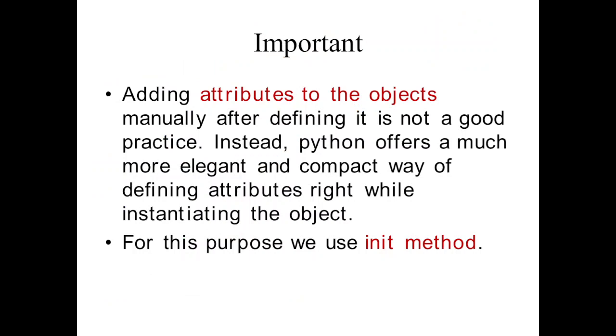Let me make it clear that adding attributes to the objects manually is not a good approach. We do not usually use this approach. Instead, there is another approach in which we assign attributes inside a class. Attributes means variables. These variables are declared inside a class, and based on this class we can make decisions. In the upcoming video we will see another elegant and efficient approach, which is called the init method, in which we define the attributes inside the class and we can use it.